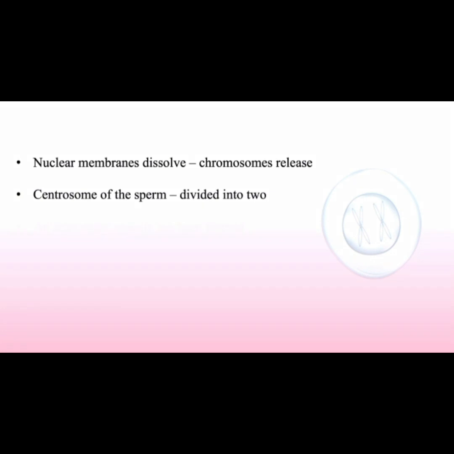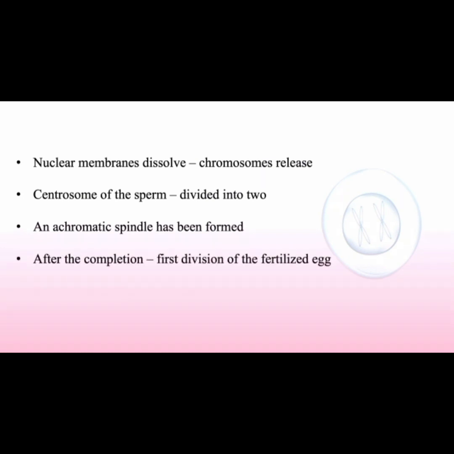The centrosome of the spermatozoon has divided into two and an achromatic spindle has been formed to which the chromosomes derived from the male and the female pronucleus become attached. Only after the completion of the first division of the fertilized egg do the paternal and the maternal chromosomes become enclosed by a common nuclear membrane in the nuclei of the two daughter cells into which the egg has divided.